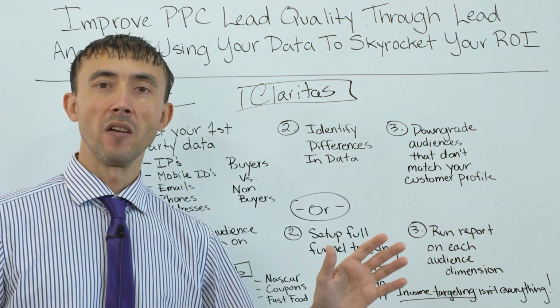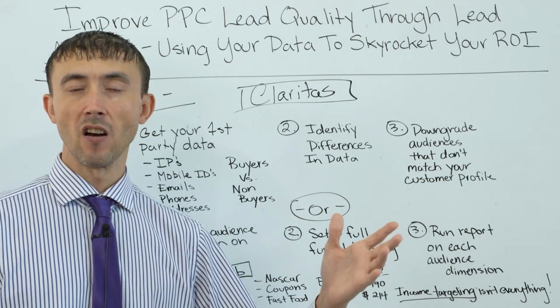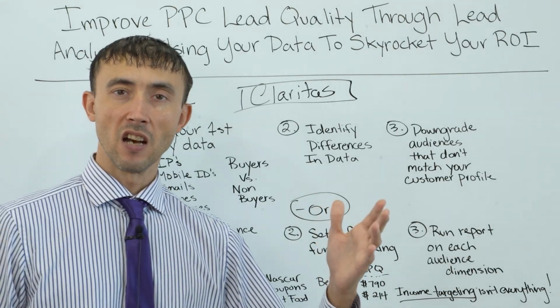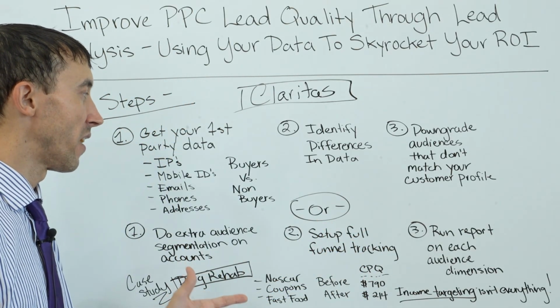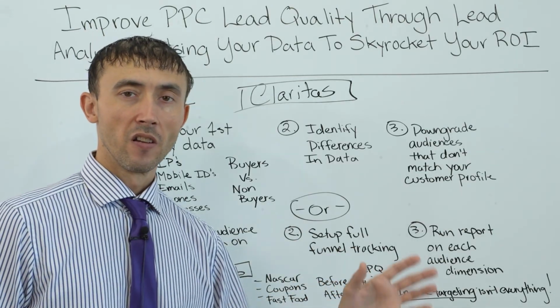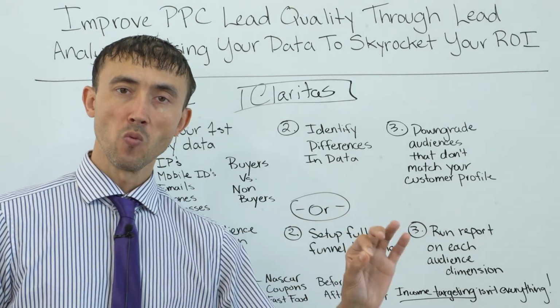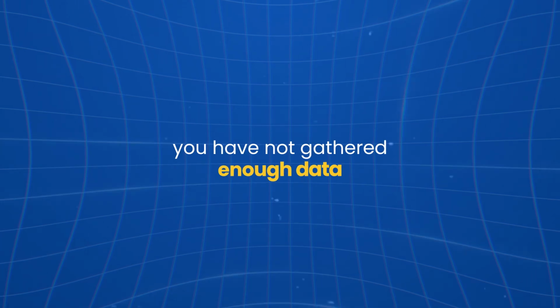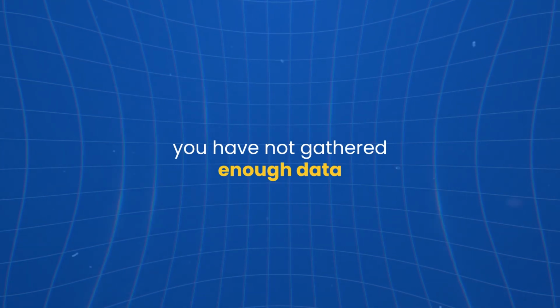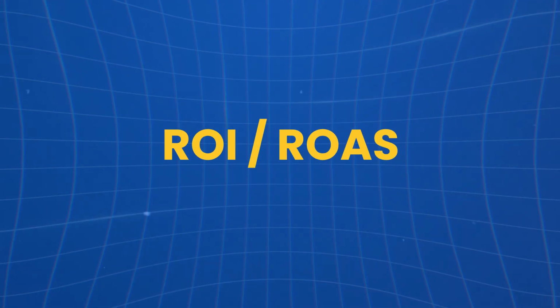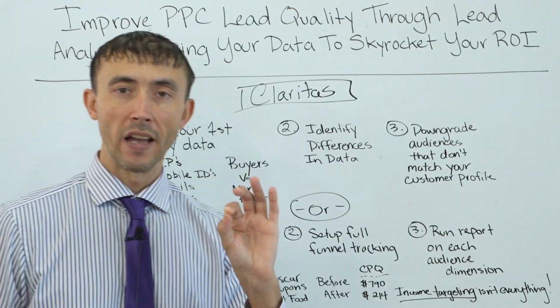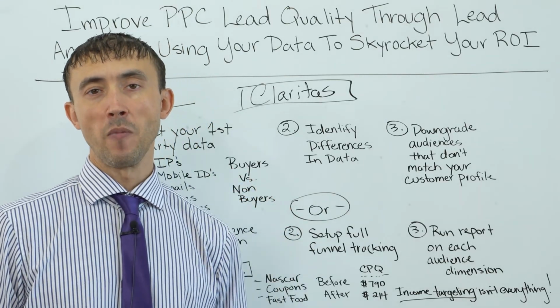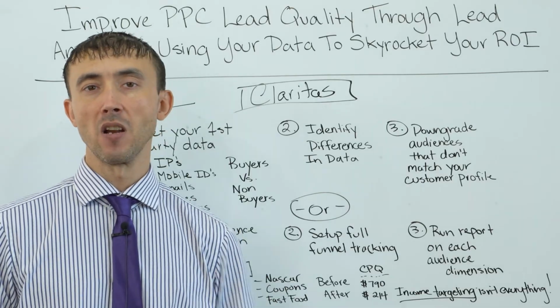Google also, by the way, will give you data on your converters in the audience menu under Insights. That's something else you could consider looking at. But one way or another, if you're not getting the results you want today, it's simply because you have not gathered enough data for you to get the results that you actually want. That is the ROI/ROAS that you want. It's simply there waiting for you once you figure out exactly where you need to be targeting. And until you do that, you're never going to be successful.